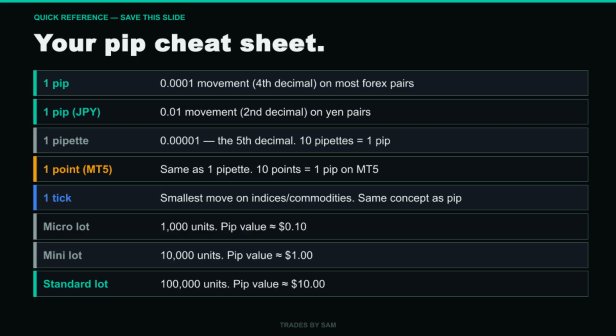And we're going to cover risk management properly in an upcoming video, because getting that right is what separates the traders who last from the ones who blow their accounts in the first month.